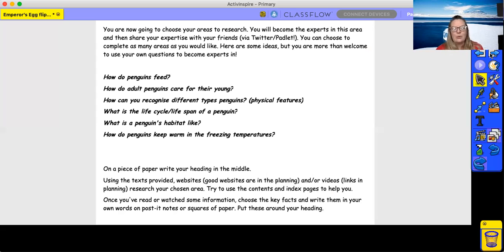On a piece of paper, we would like you to write the heading in the middle. Using the texts, the websites or the videos, all of which can be found on Padlet in the planning, we'd like you to research your chosen area. Try to use the contents and the index pages to help you find out extra information. Once you've read or watched some information, choose the key facts and write them in your own words, either on post-it notes or squares of paper. Stick these around your heading or paperclip them on if you can do this.